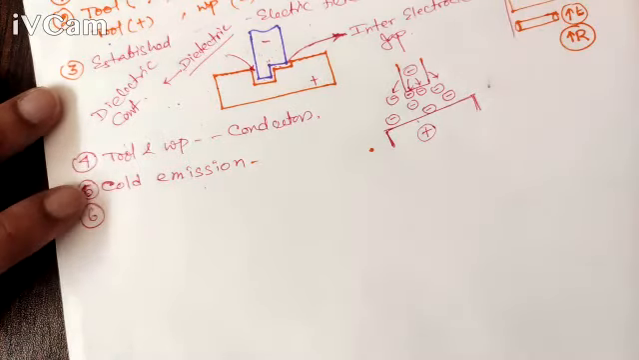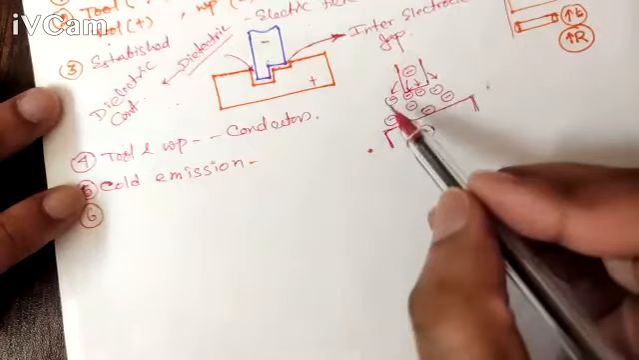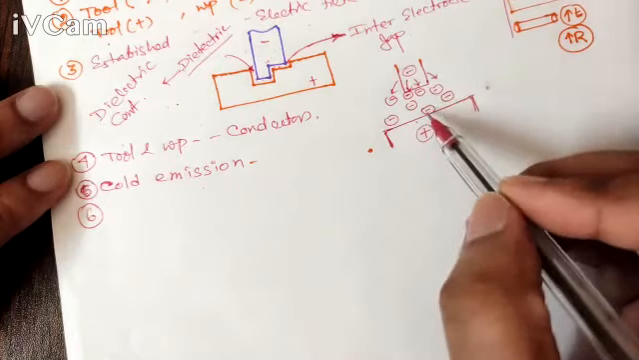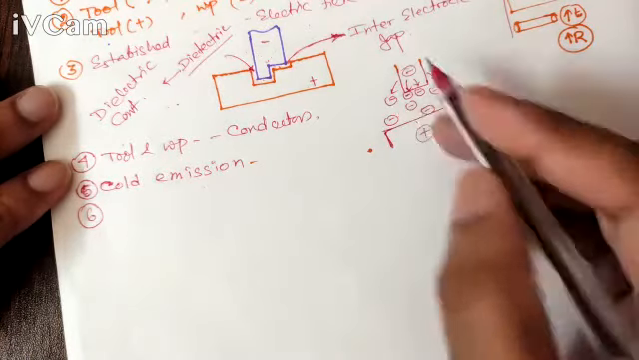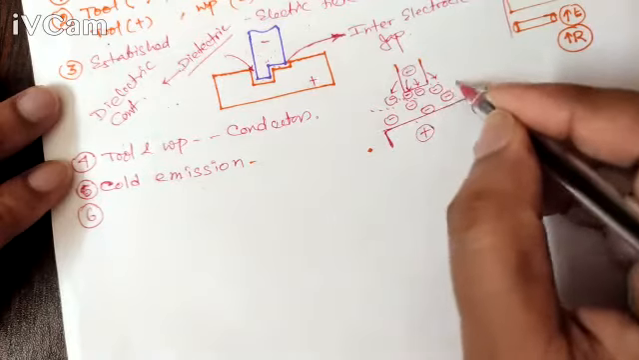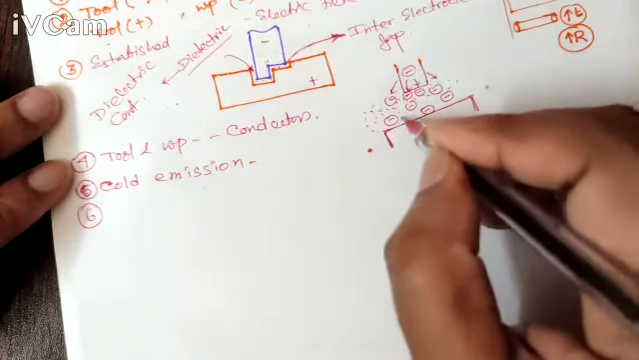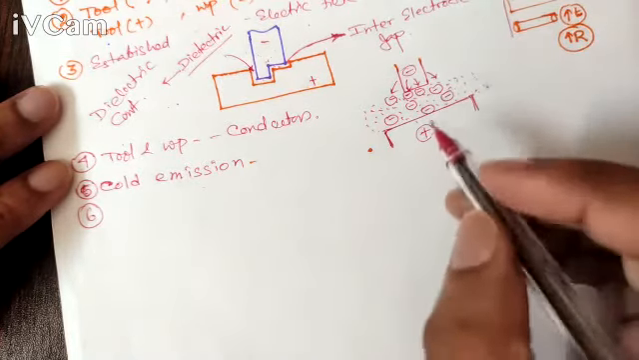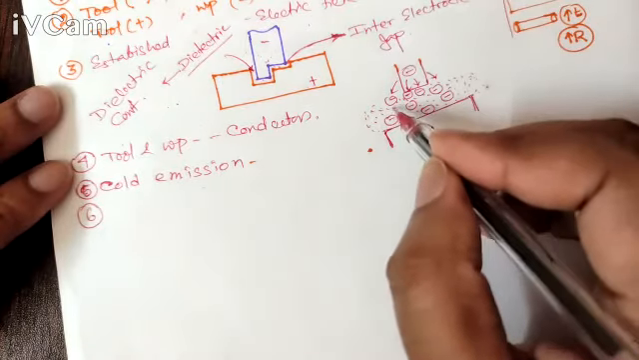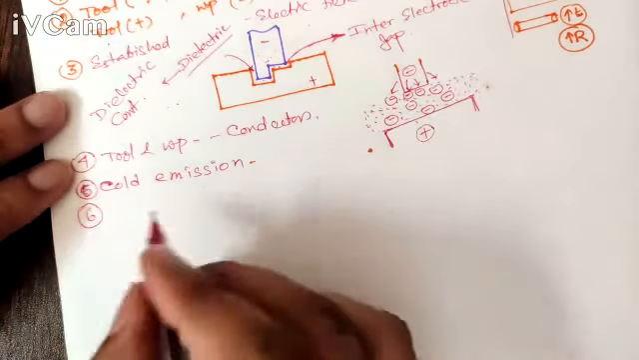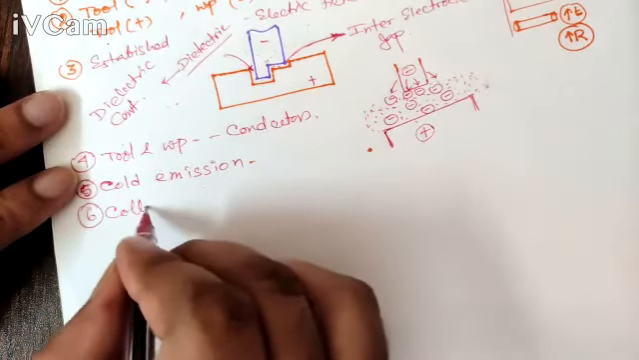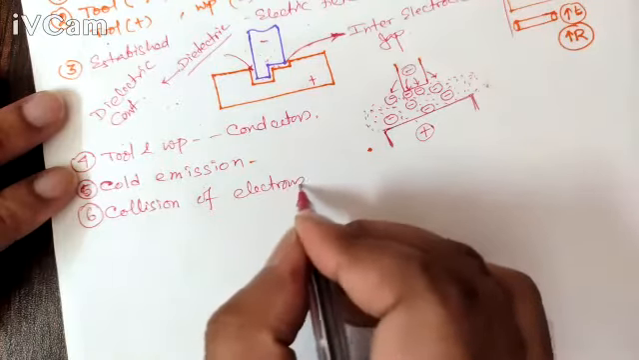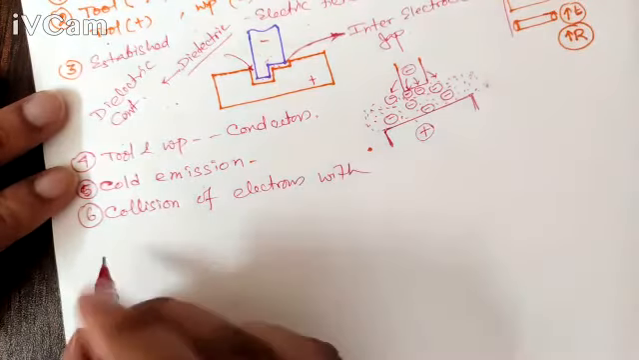Okay. So after cold emission, what happens? Electrons have started moving. Some of the electrons, or a large number of electrons, will collide with the molecules which are present over here. Molecules of what? Molecules of the dielectric medium. The dielectric medium will have many molecules. So these electrons will collide with them, which means collision of electrons with the dielectric medium.